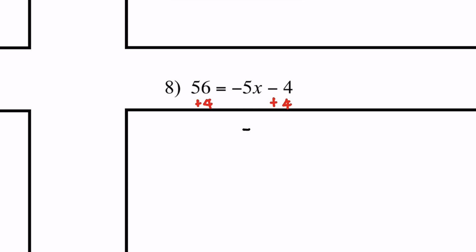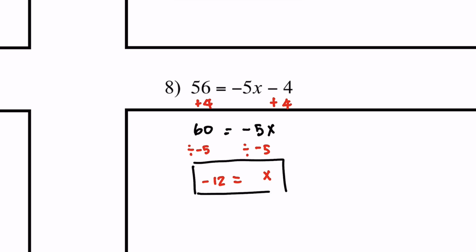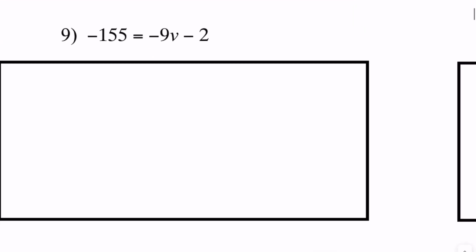All right, so we added 4 to both sides. We have -5x is equal to 60. And now we can go ahead and divide both sides by -5, and you get that x is equal to negative 12. I color-coded that wrong, but bear with me. There we go. Just a couple more.